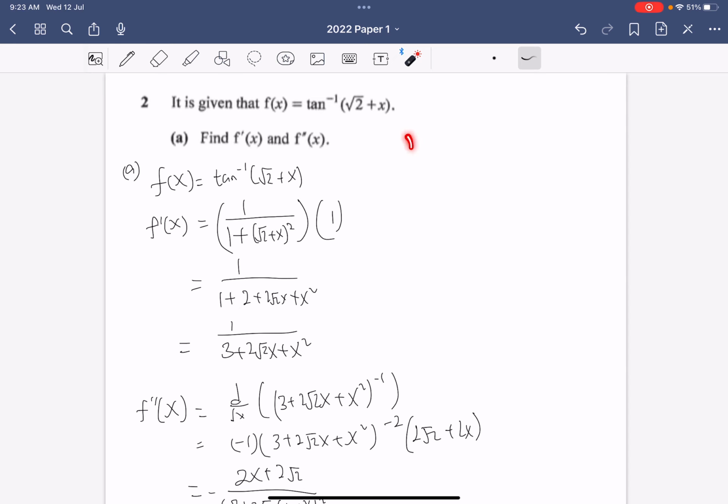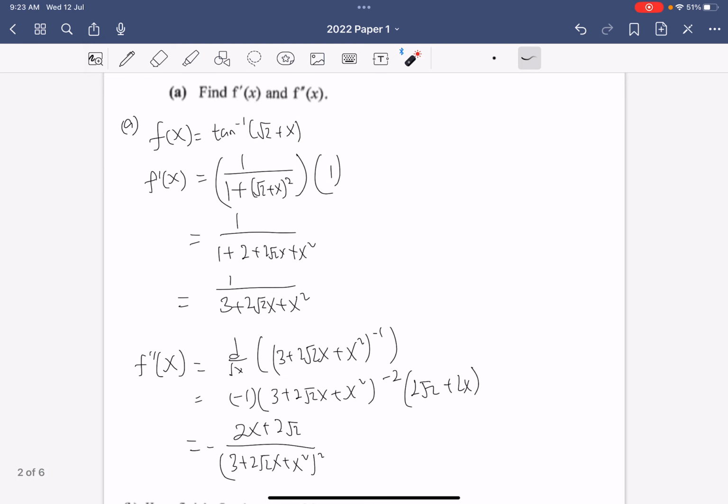x. So we know that if y equals tangent inverse x, dy/dx, which is the derivative, will be 1 over 1 plus x squared. So now in our case, this x here is square root of 2 plus x. So it's the same idea. So just go 1 over 1 plus square root of 2 plus x, squared. But now this is no longer just an x, so you need to use the chain rule to differentiate the inside. And differentiating this, you see, is just 1. So expanding out and simplifying, you get the following.